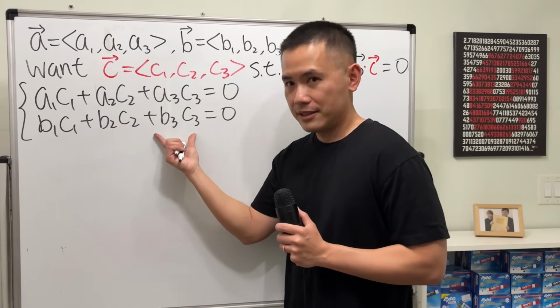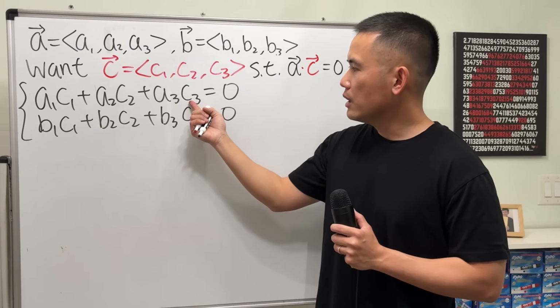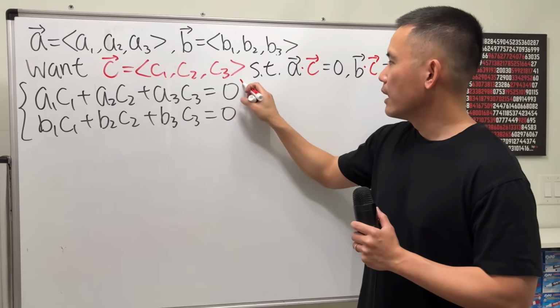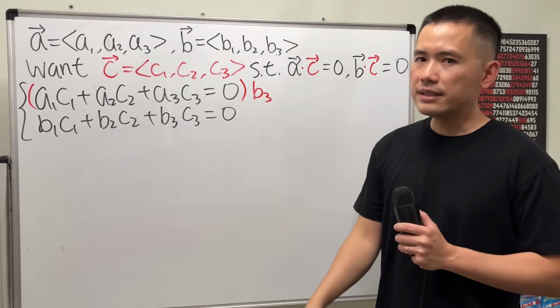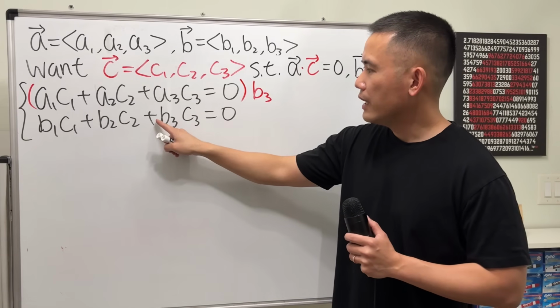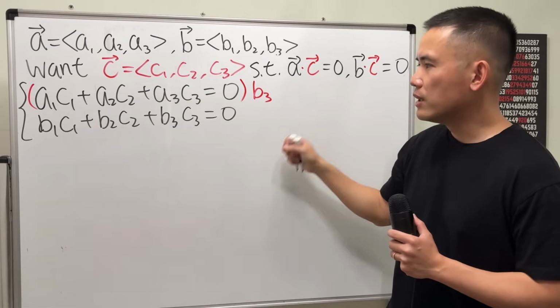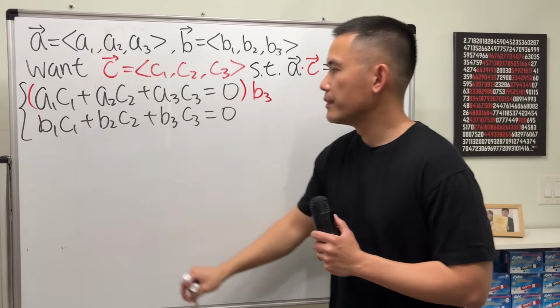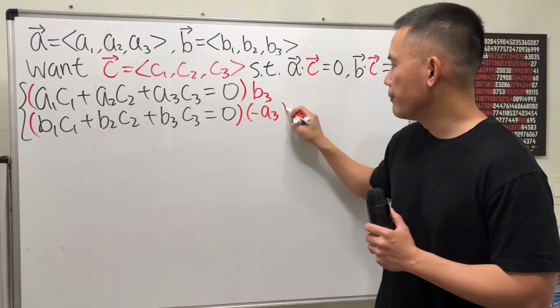First, let's get rid of the last term. So you see that here we have A3 C3 already. We want to have B3 right here. Let's multiply the first equation by B3. And for the second equation, I want to have A3 here, but negative, so that later I can just add the equations and the last term will be gone. So I will multiply the second equation by negative A3.